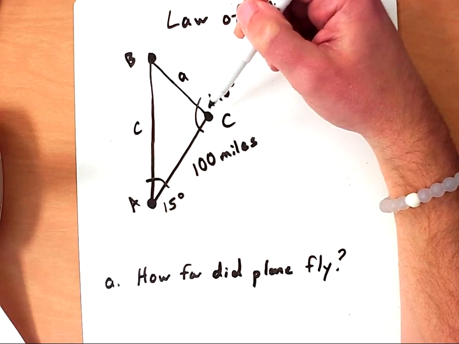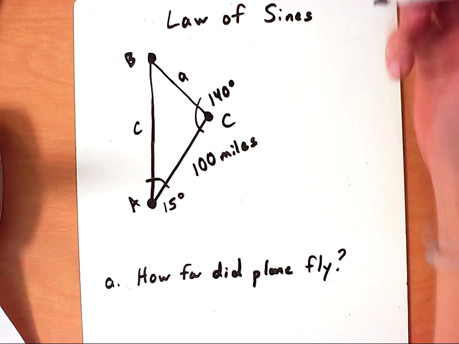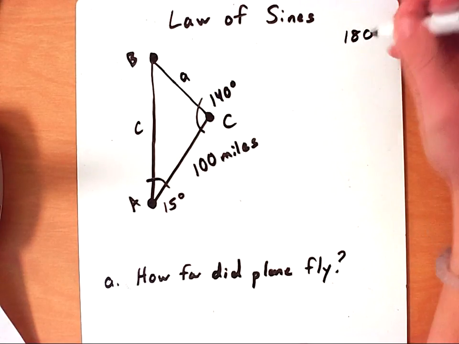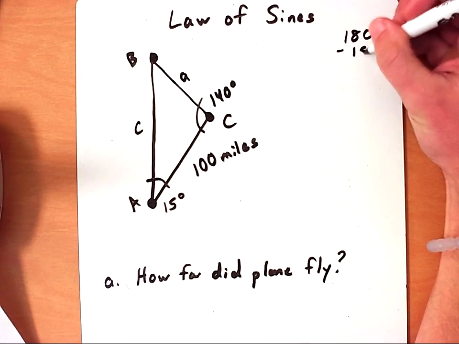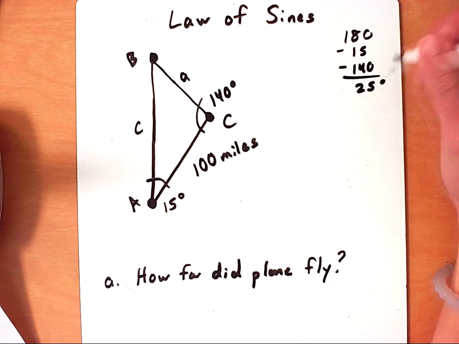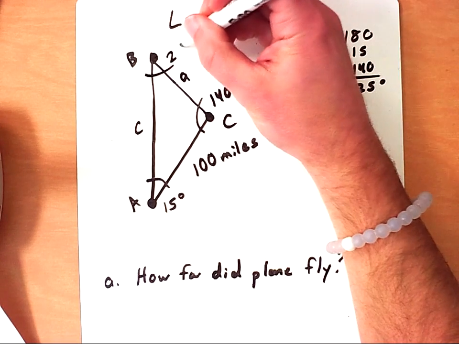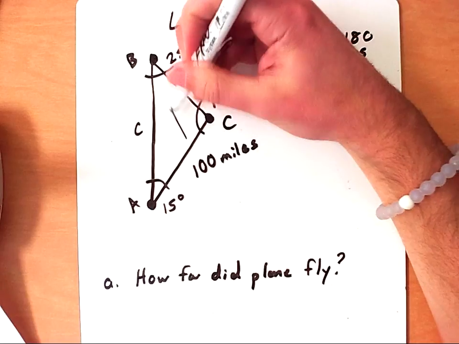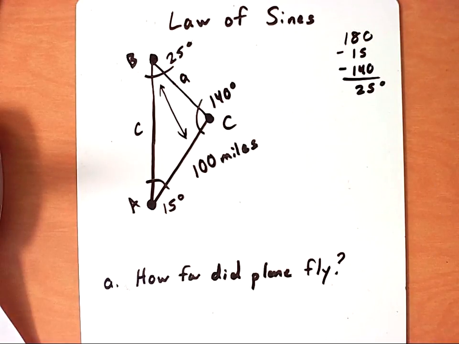Now, we can find angle B because we know these two angles, and we know that all three angles of a triangle are going to add up to 180. So I can come over here and I could say, well, 180 minus 15 degrees minus 140 degrees is going to give me a total of 25 degrees. So angle B is going to equal 25 degrees. So now that we know that, we do have a matching set of information. We have 25 degrees and that side that goes with it, 100 miles. So we can use these to solve for our two missing sides.